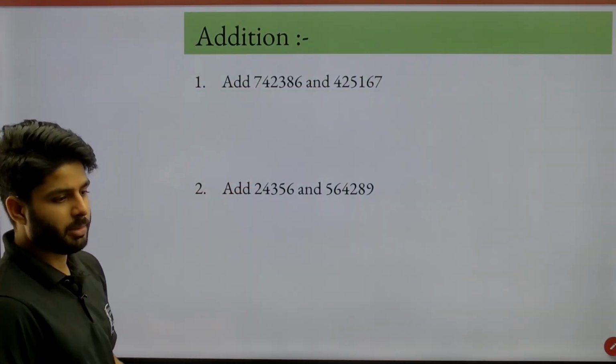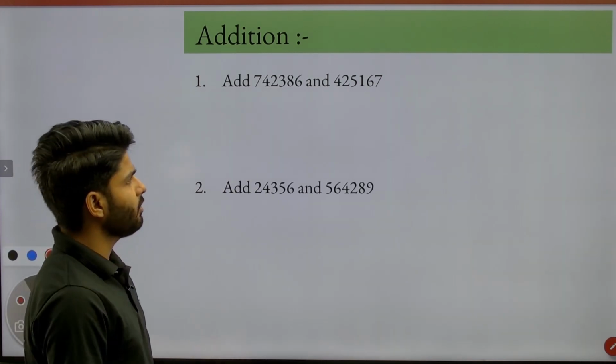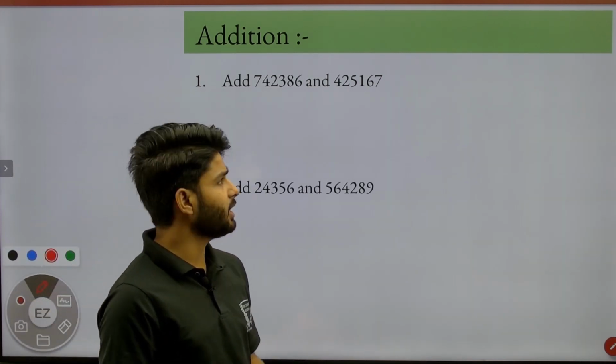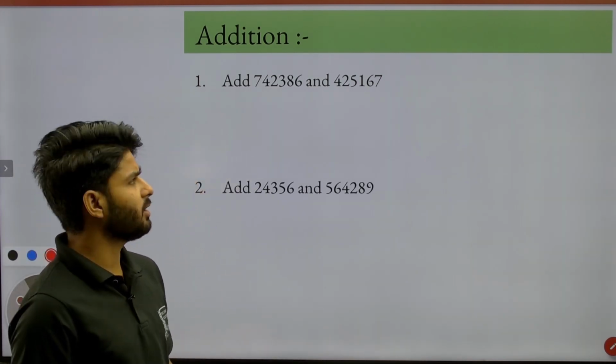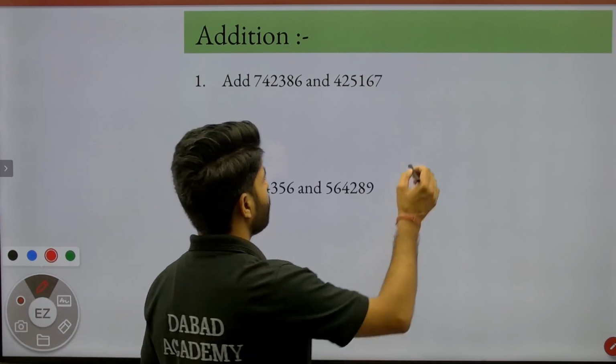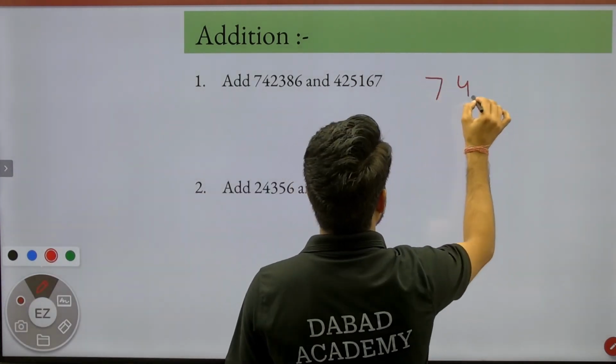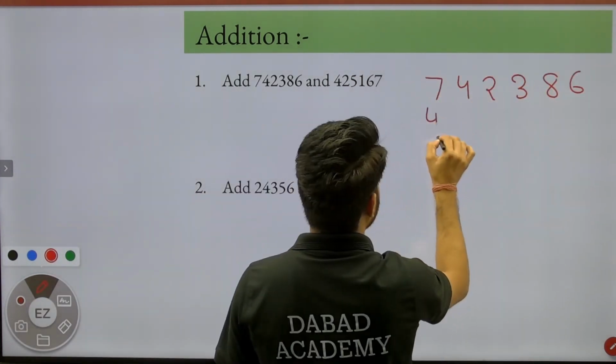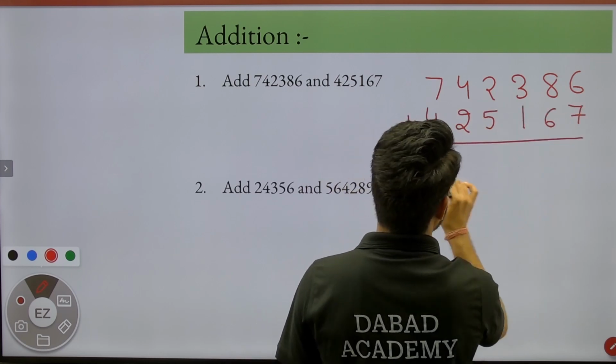Okay, here is question number one. We have to add 7,42,386 and 4,25,167. So first we have to write these digits, 7,42,386 over 4,25,167, and now we have to add.